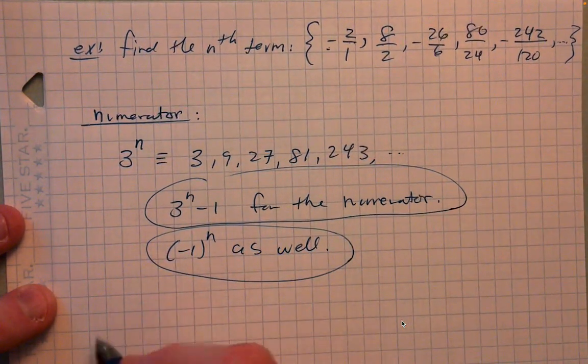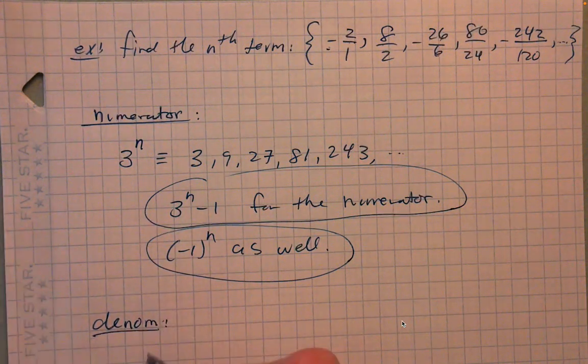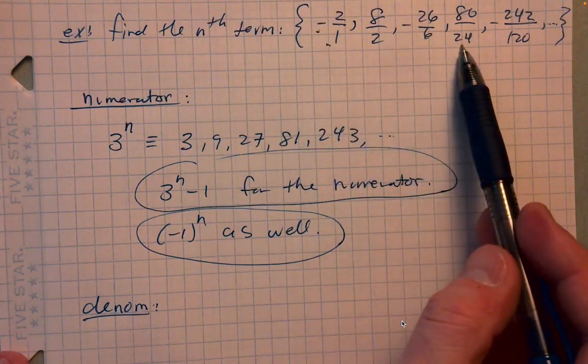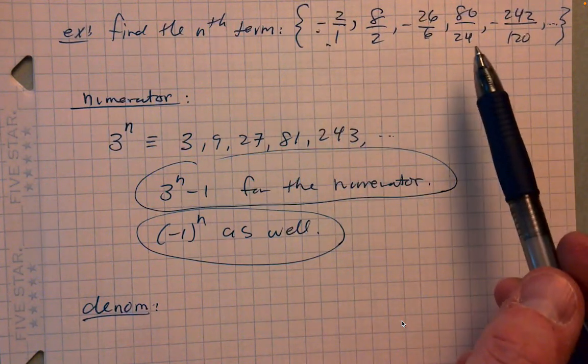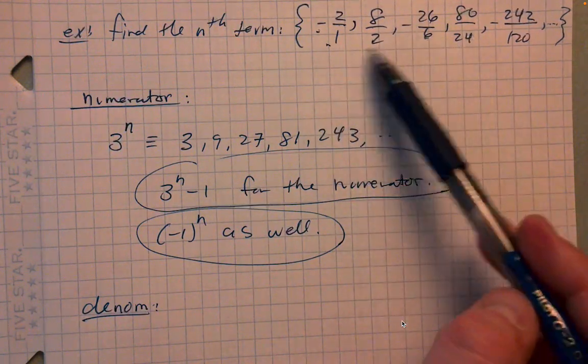And then what about the denominator? What happens there? Well, it's 1, 2, 6, 24, 120. We did just recently discuss factorials, so you might recognize this as n factorial.